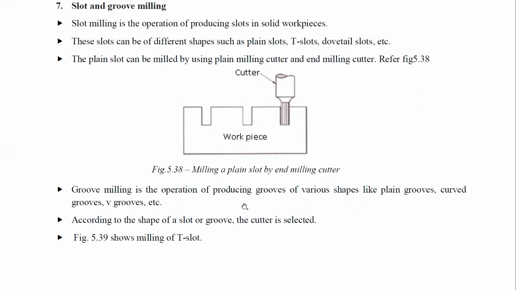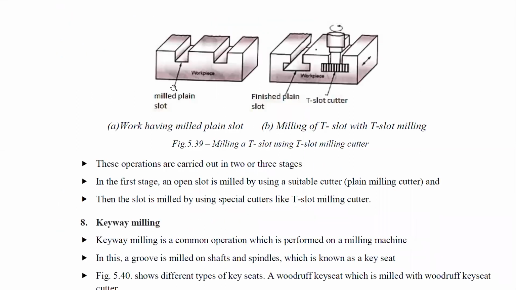Here you can see the T-slot in the figure. Over here is the milling of the T-slot and the workpiece milled with a plain slot. These operations are carried out in two or three stages. In the first stage, an open slot is milled by using a suitable cutter, that is the plain milling cutter, and then the slot is milled using a special cutter like the T-slot milling cutter.